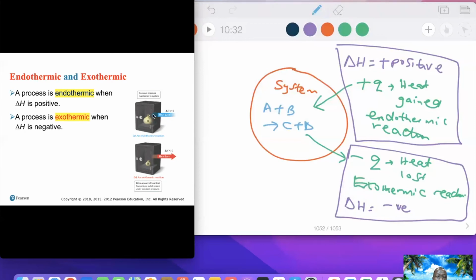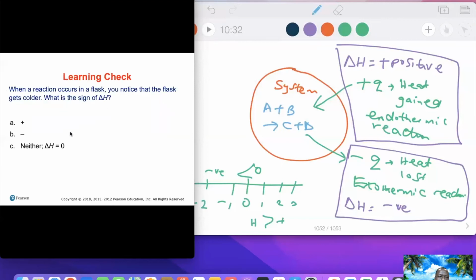When you say positive, somebody might think we are removing something, but please understand what this symbol means. Anything greater than 0 is positive from the number line: 0, 1, 2, 3, negative 1, negative 2. Anything greater than 0 is positive, and anything less than 0 is negative. This is positive for endothermic and negative for exothermic.